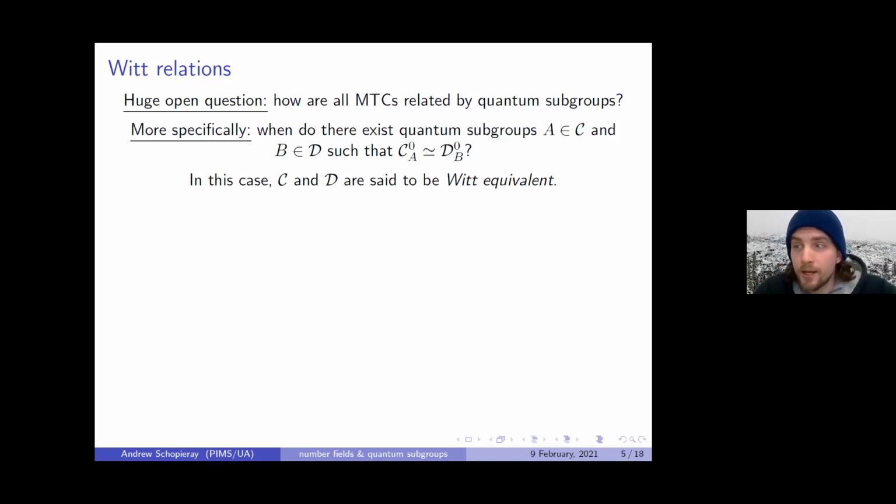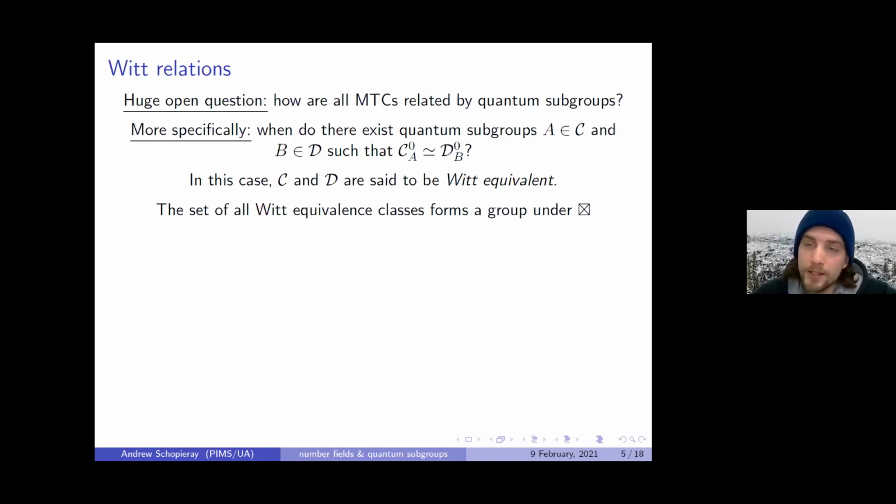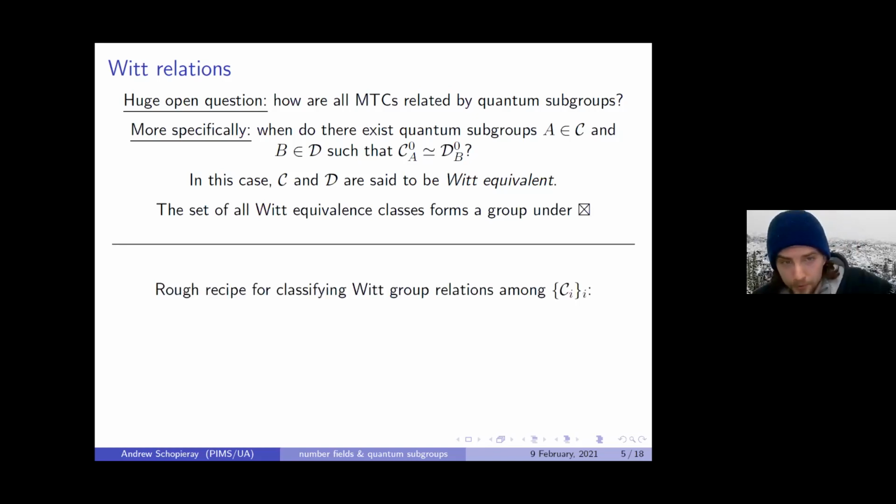So essentially, the big question is to ask, how can I organize all of these categories into little piles which are equivalent? And in fact, if I look at these equivalence classes as a set, then they have a nice group structure. Since I can tensor 2 of these categories together, I can also tensor 2 of these equivalence classes together to get a new one. Okay? So it's slightly irrelevant to our story, but there's this nice group structure, and that's been the focus of why I've been studying these quantum subgroups.